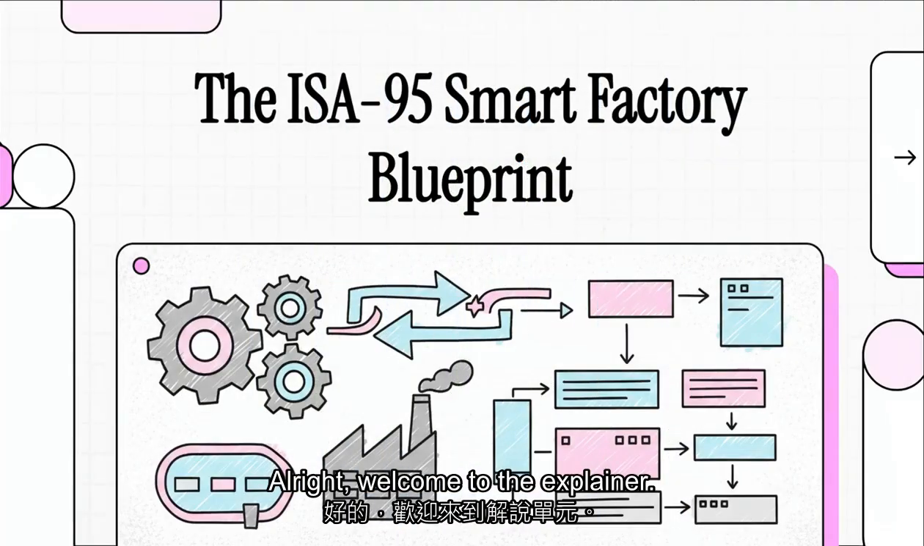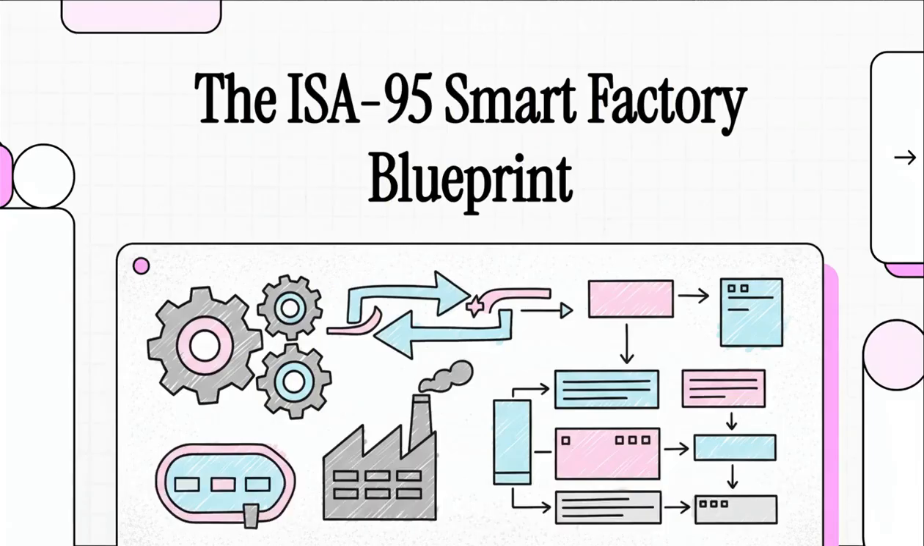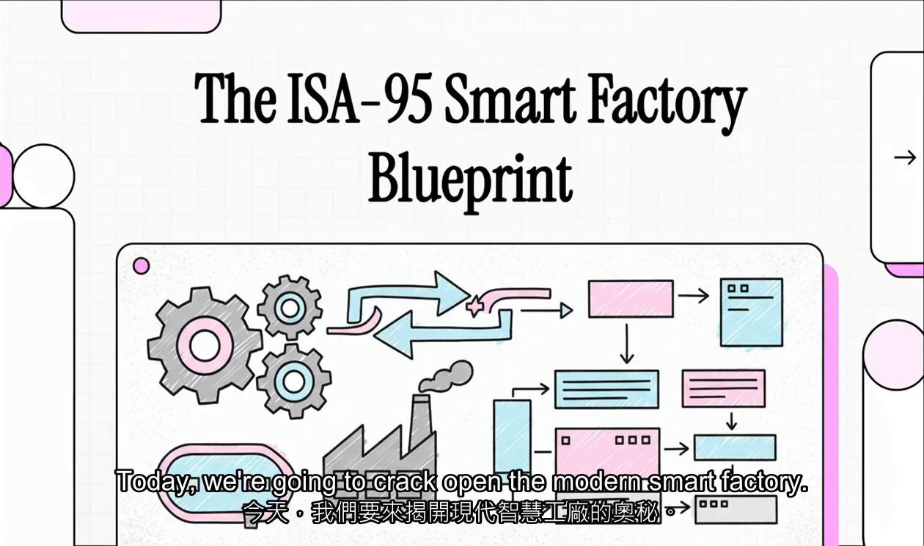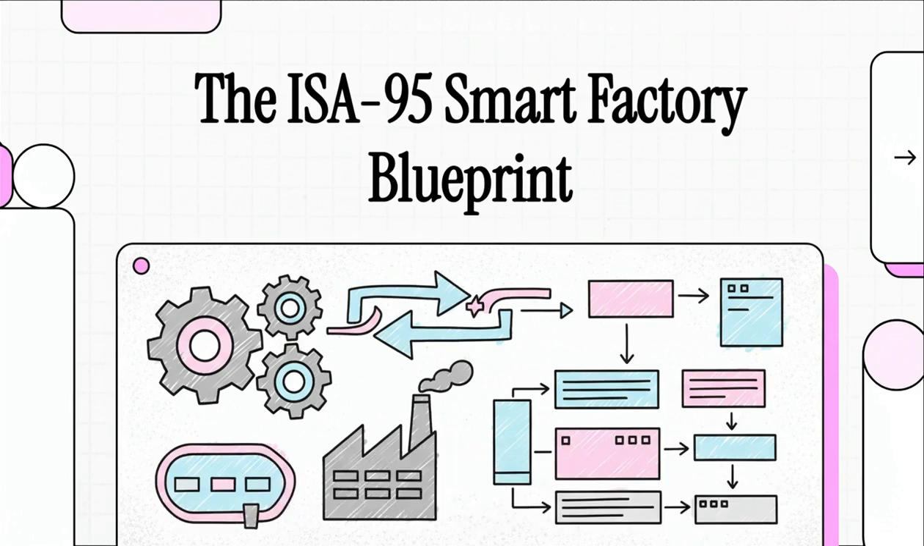All right, welcome to the Explainer. This is where we take really complex stuff and just break it down. Today, we're going to crack open the modern smart factory. And we're going to do it by looking at the one blueprint that really makes it all tick, ISA 95.